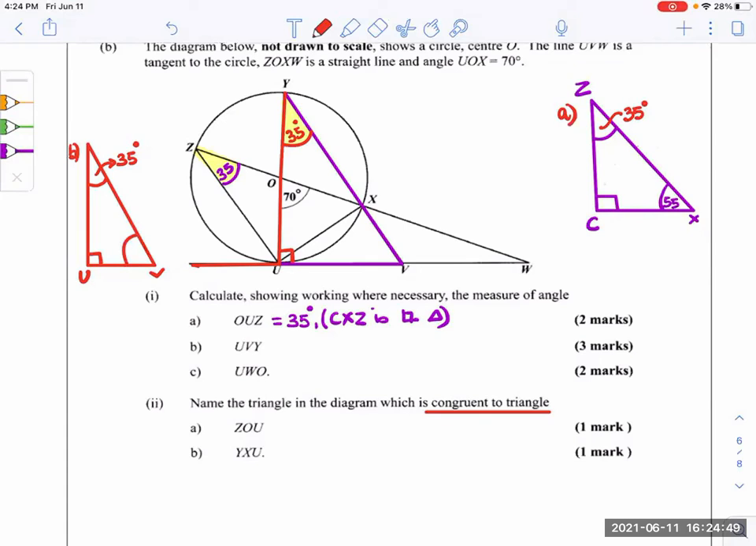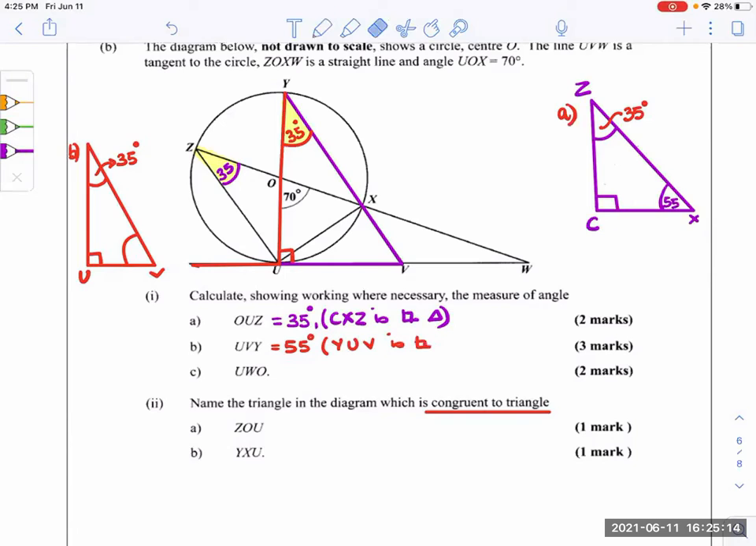Do we have an answer? 180 minus 90 minus 35. It's 55, miss. Do you all agree it is 55 degrees? Yes, miss. Because YUV is a right angle triangle.